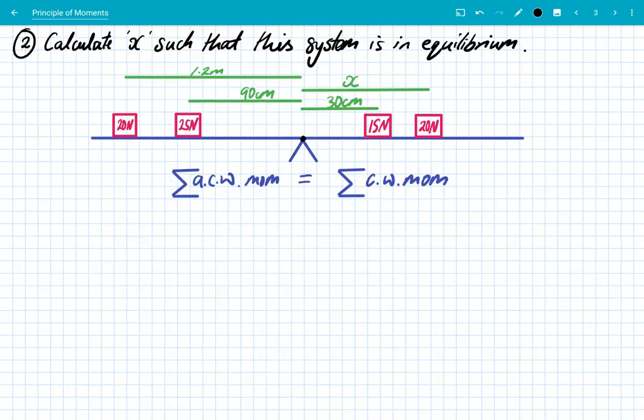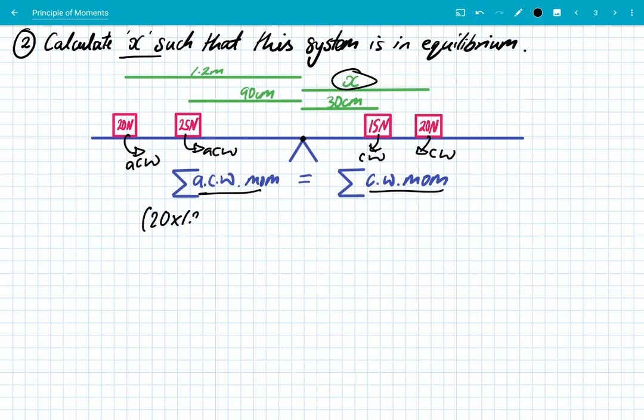Now we've got a system that is in equilibrium, and we've got to calculate this distance x such that this system is balanced and it's in equilibrium. Once again, we use our principle of moments. The sum of the anti-clockwise moments is equal to the sum of the clockwise moments. All the distances are labelled, and we've got all of our objects given as a weight rather than a mass. So all we've got to do is label clockwise for these moments here, and anti-clockwise for these moments on the other side. And now it's just simple maths. So we do each of them in turn.